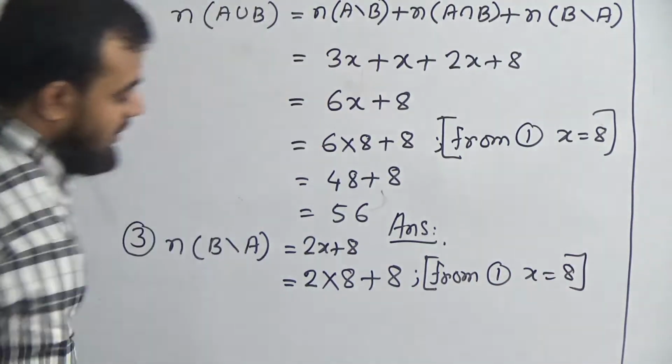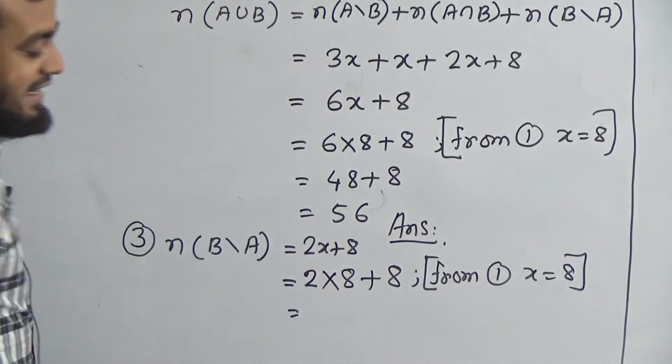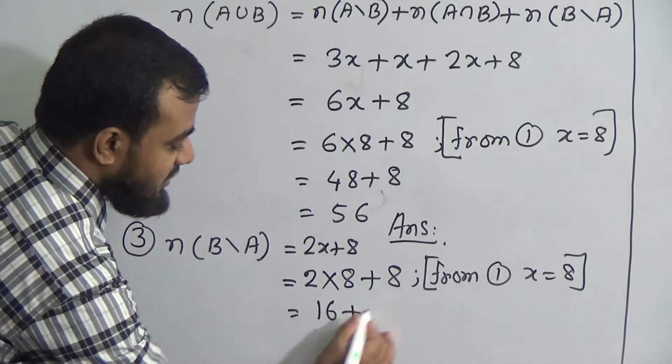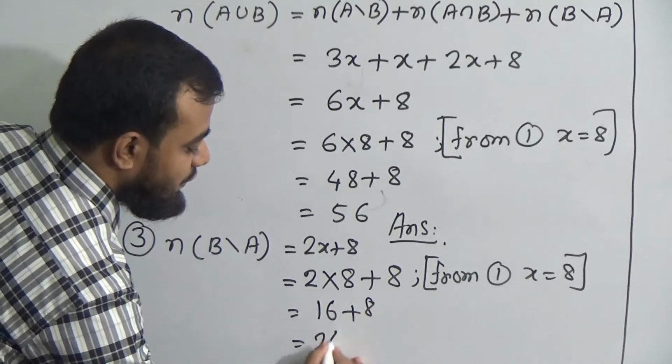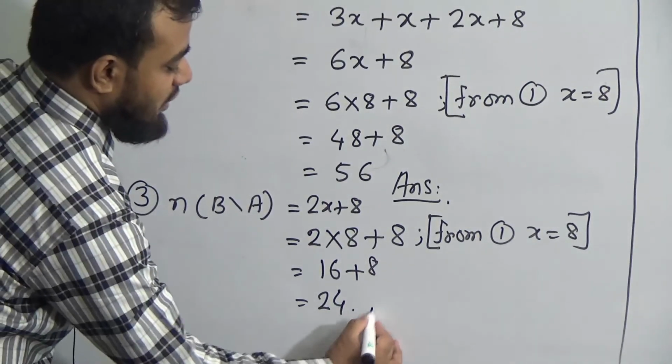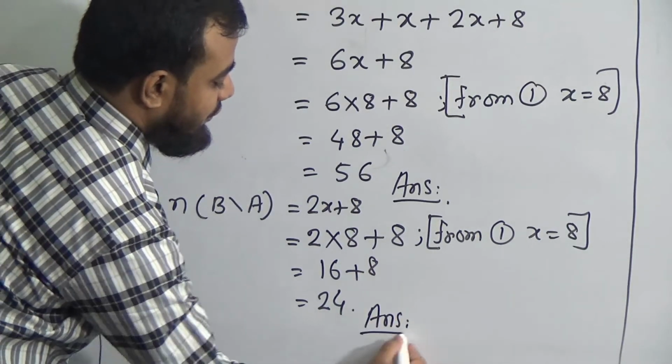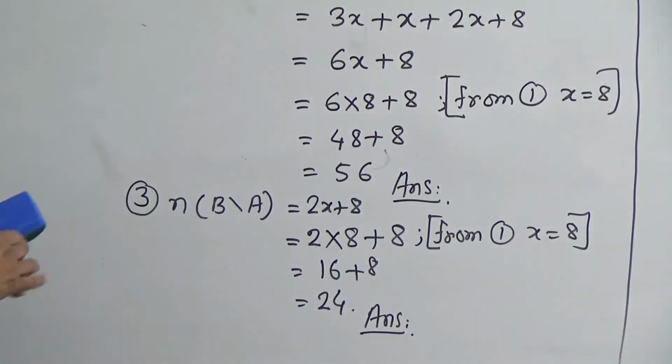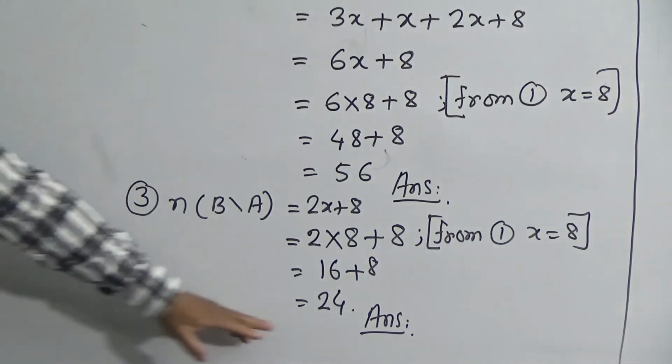Okay, now my students, 2 8s are 16, 16 plus 8 is equal to 24. I think you have understood how to calculate this one. So this is our answer of the third question, that means number 6, third question, the answer is 24.